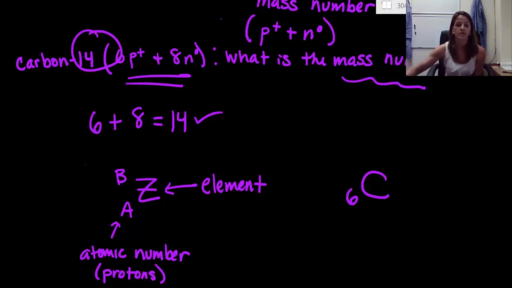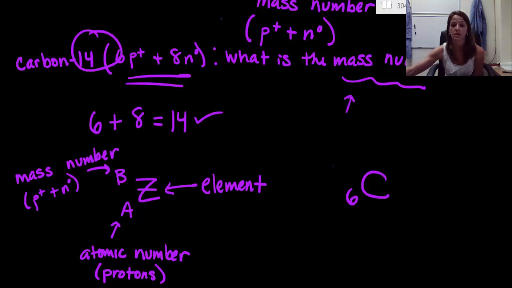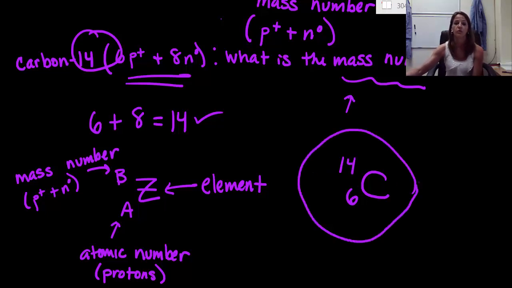Now the last thing we need to look at is B. B is represented by your mass number. So mass number is what we just talked about, and so mass number is the combination of your protons plus your neutrons. So for our example here, we just determined that our mass number is 14, so our symbol would actually be a 14 right there. So if we were to write this in shorthand notation, this is what carbon 14 would look like.